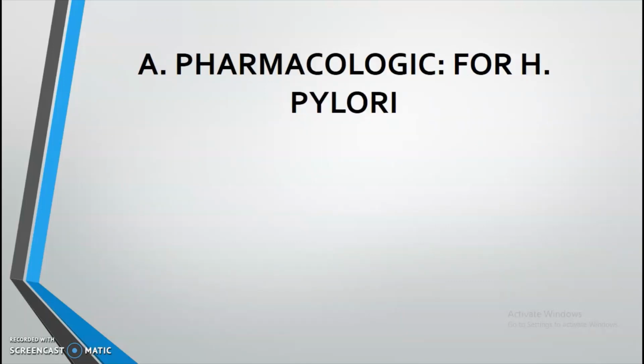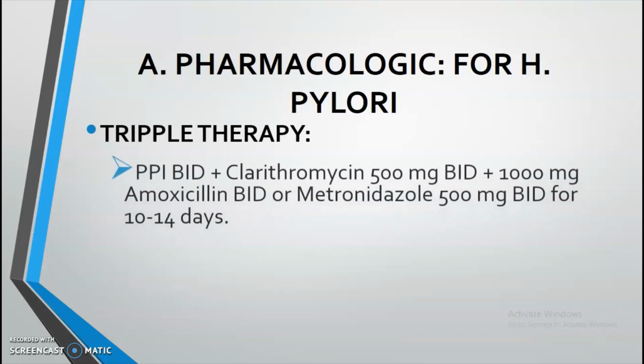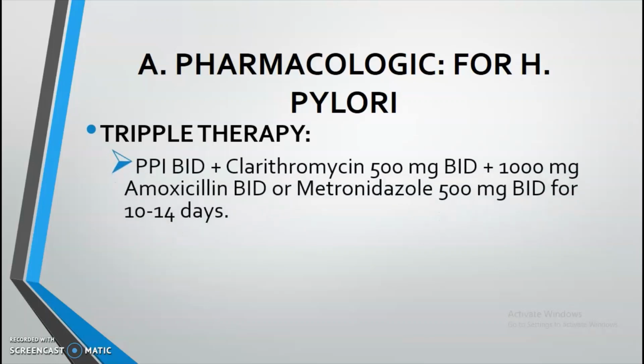Another pharmacologic management, specific for H. pylori infection or to kill the H. pylori bacteria, is the triple therapy approach. Under your triple therapy approach, we are going to give a PPI or proton pump inhibitor twice a day, combined with clarithromycin 500 mg twice a day, plus 1000 mg amoxicillin also twice a day, or if there is no amoxicillin, you can give metronidazole 500 mg twice a day. And these three will be given for a period of 10 to 14 days.